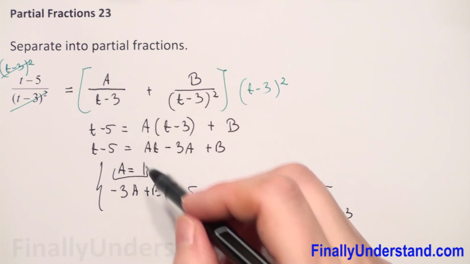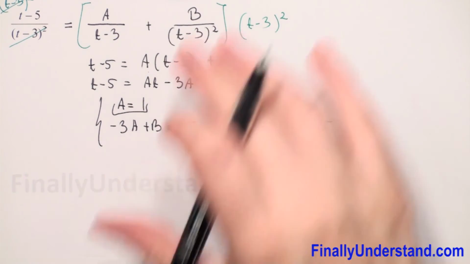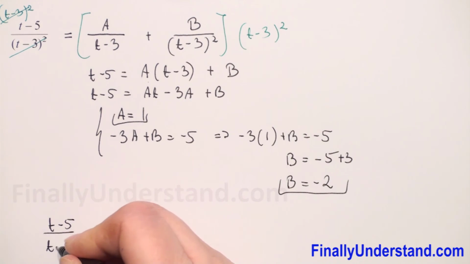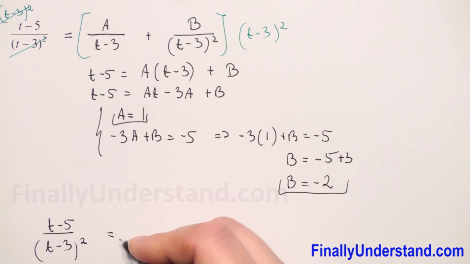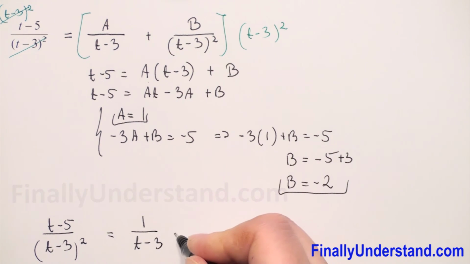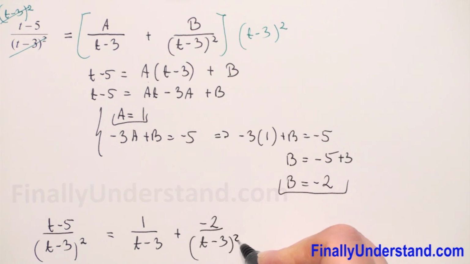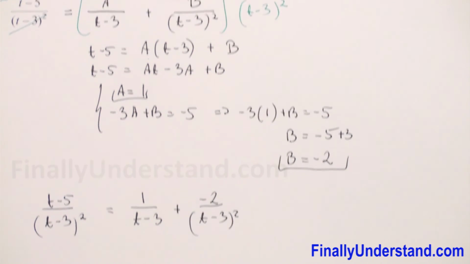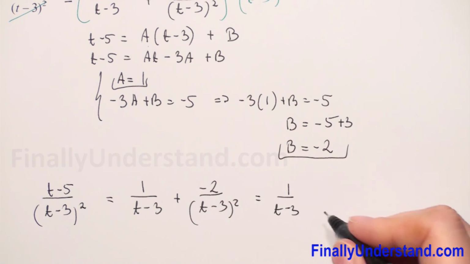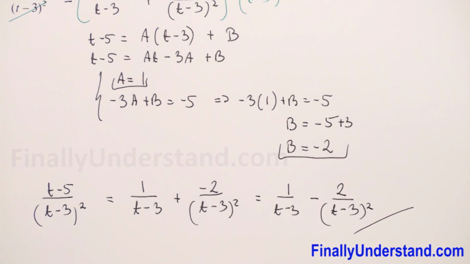Now we have to come back to our partial fractions. We rewrite our original fraction t minus 5 over t minus 3 squared, which is equal to, A we substitute by 1, so we have 1 over t minus 3, plus B is negative 2 over t minus 3 to the second power. Positive and negative, so we can rewrite that this is equal to: the first fraction we copy, and negative 2 over t minus 3 to the second power. This is my solution.